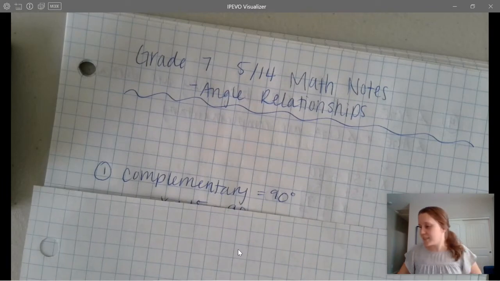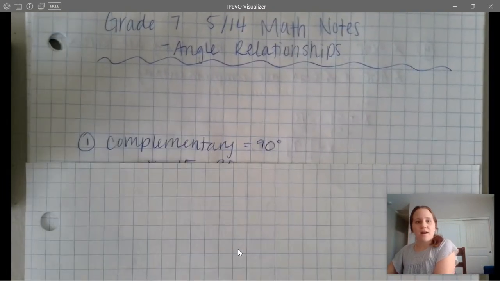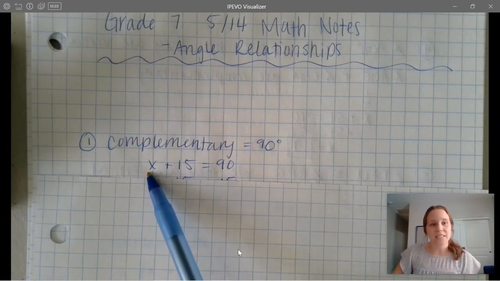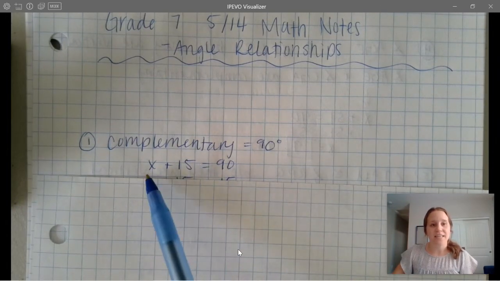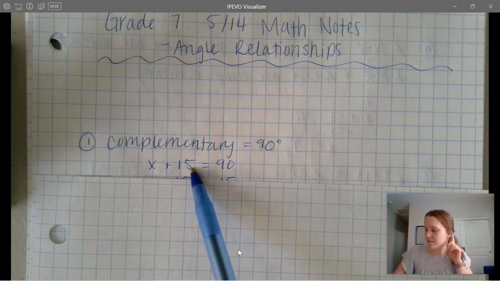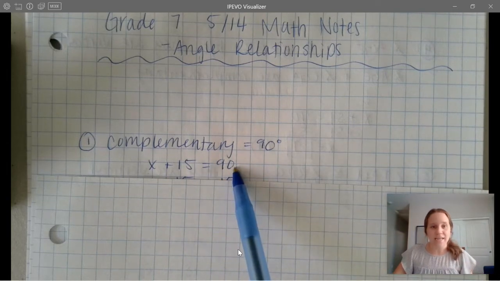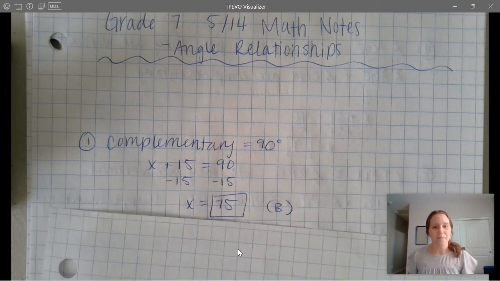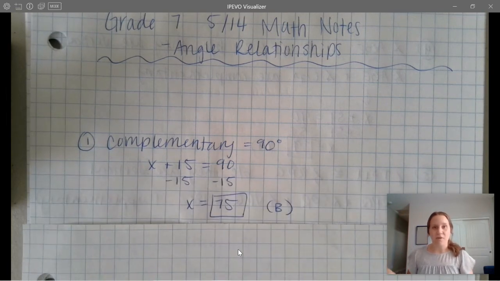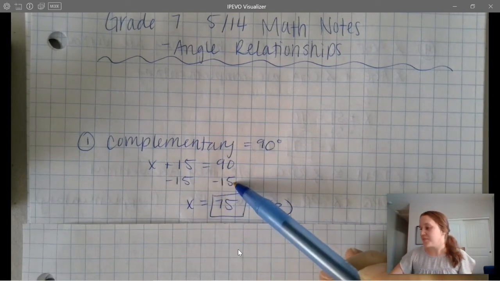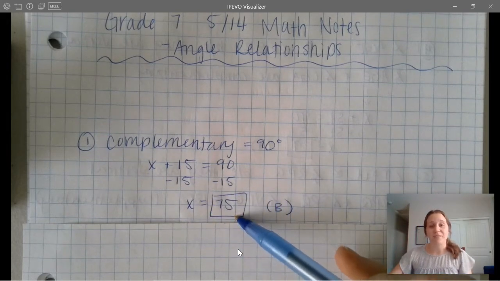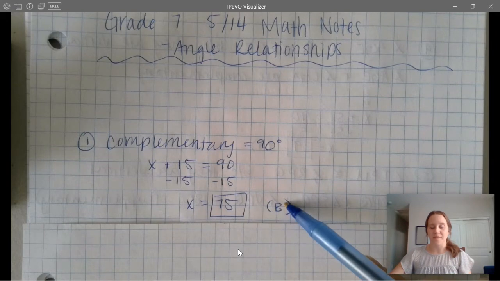I know that the angles shown are complementary, and I know that the two angle pieces are called x and 15 degrees. I know that the sum of the two angle measures is 90 degrees. So I can write an equation that says x plus 15 equals 90. Then I can solve for x using the same strategies that I've been using the last few weeks. I'm going to subtract 15 on both sides. And I know that x then must be worth 75 degrees. That was answer choice B.